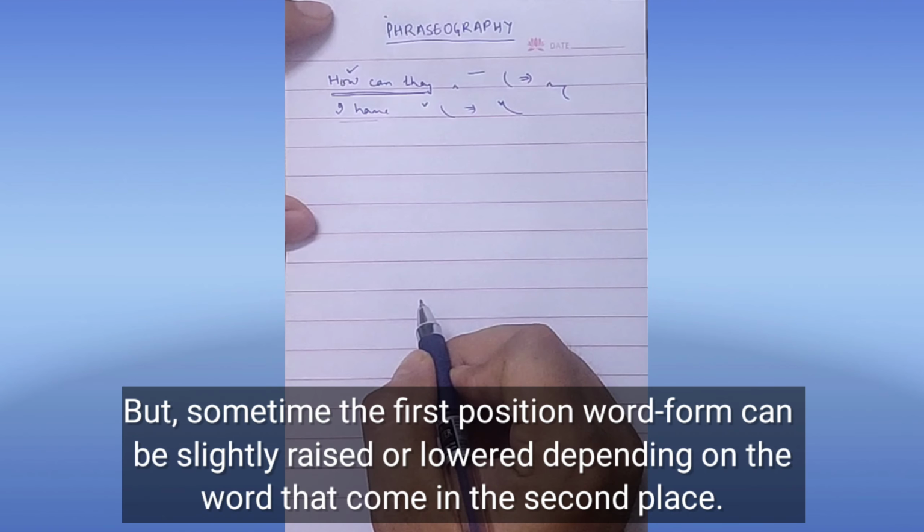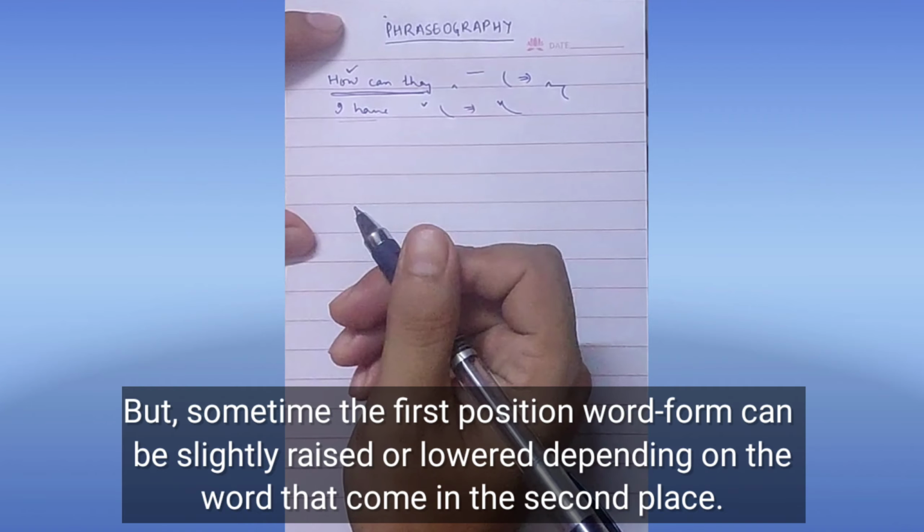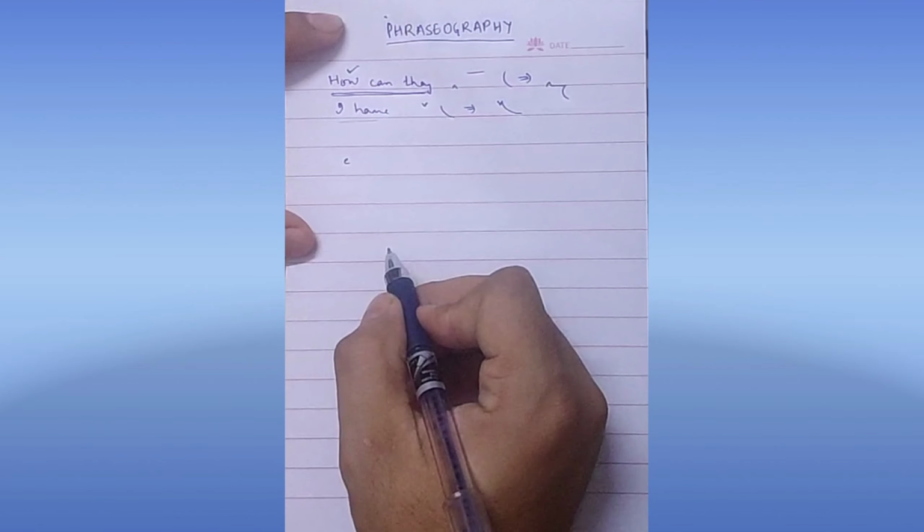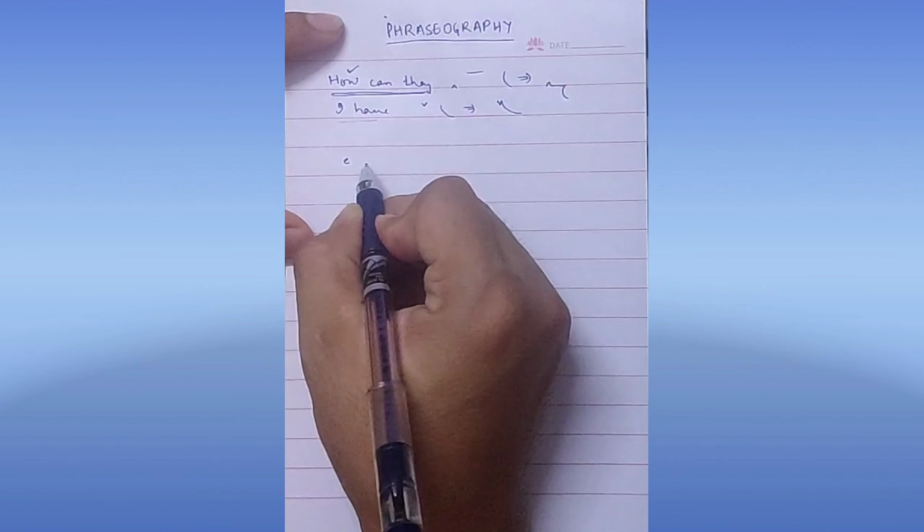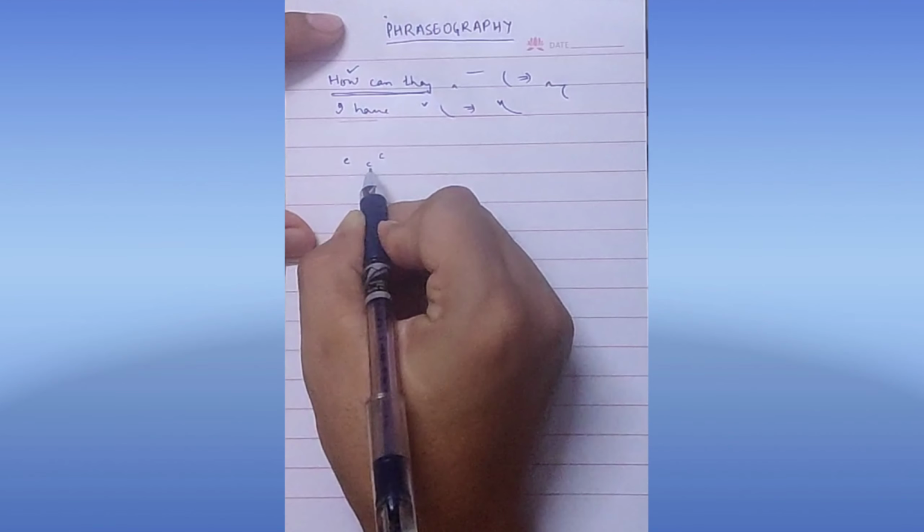But sometimes the first position word form can be slightly raised or lowered depending on the word that comes in the second place. What this point means to say is, we know that "quit" is written in the first place above the line, so this can be slightly lowered or slightly put higher depending on the word coming after this "quit". I'll show you an example.